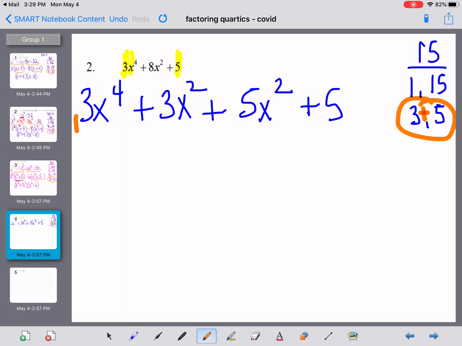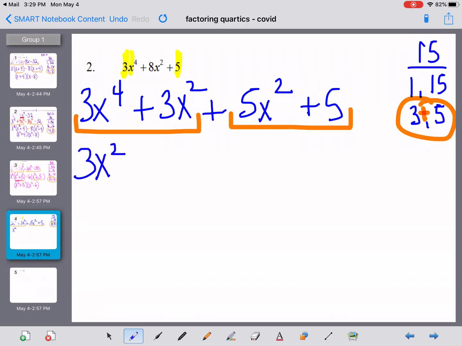And then we've got our groups. And the greatest common factor in the first group is not only x squared, the lowest exponent, but this time we've got the 3. When we factored out, 3 divided by 3 is 1. X to the 4th divided by x squared is x squared. We had 4 x's, we took out 2, we still have 2. Over here, 3x squared divided by 3x squared is 1.